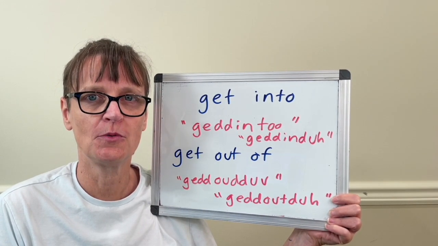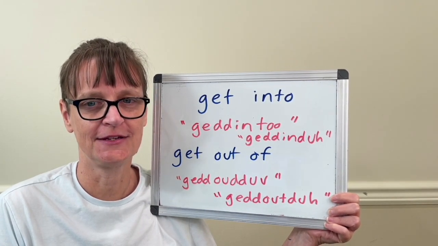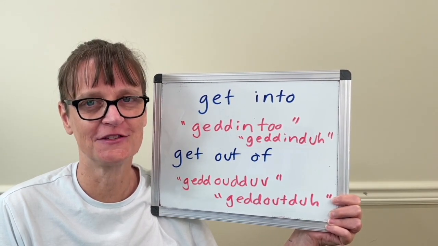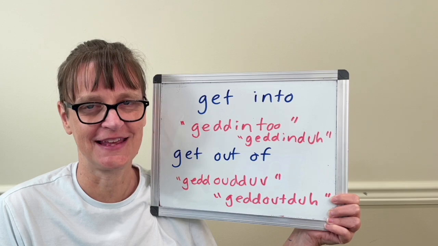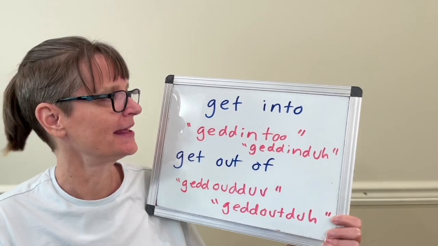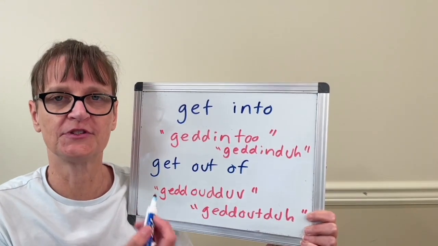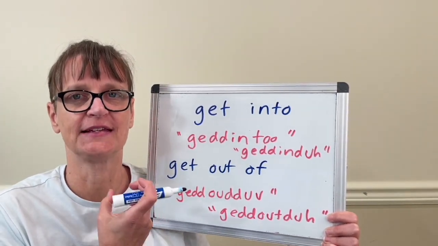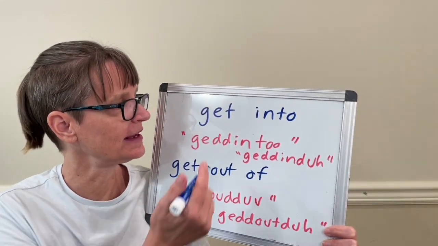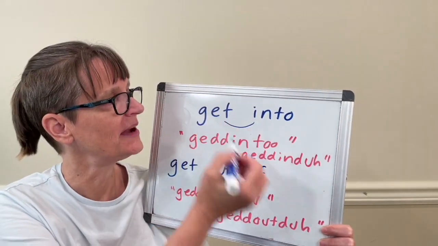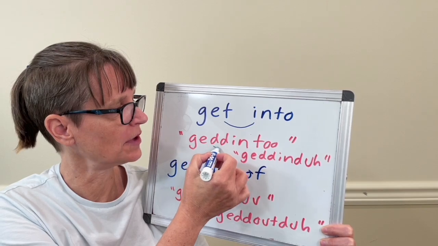In this video, we'll talk about the phrases get into and get out of, and the different ways we say these fluently and naturally as native speakers of American English. So if I look at the phrase get into, I don't say it word by word. I don't say get into. I link these together, and as I say get into, my T becomes more of a D sound.